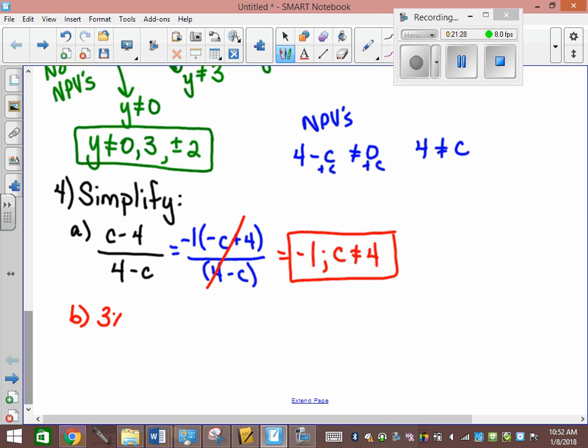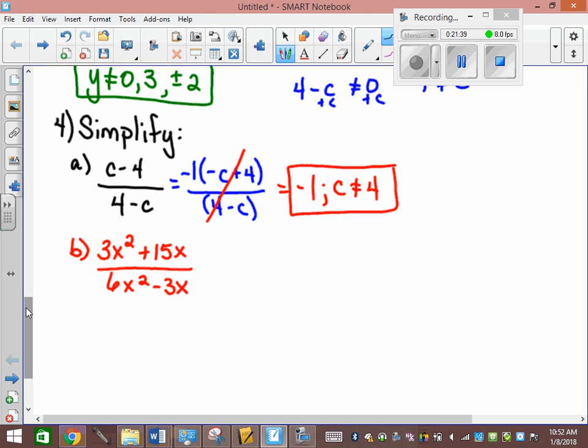B is 3x squared plus 15x over 6x squared minus 3x. So it's just a basic simplification again, but more work, right? What do I have to do here? Yes. Take out a GCF on the top in the numerator and the bottom in the denominator. So in the numerator, I have to take out a 3x, and I'm left with x plus 5. And then what do I do with that 3 and that x? Because they are not together because they're multiplied. What can I take out of the bottom?